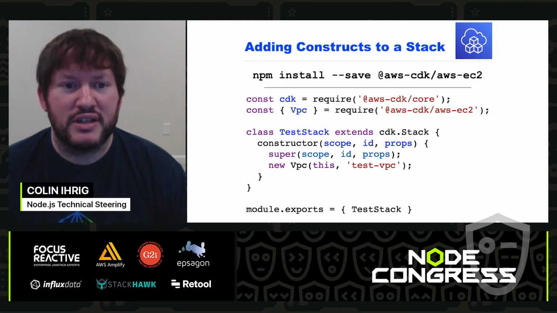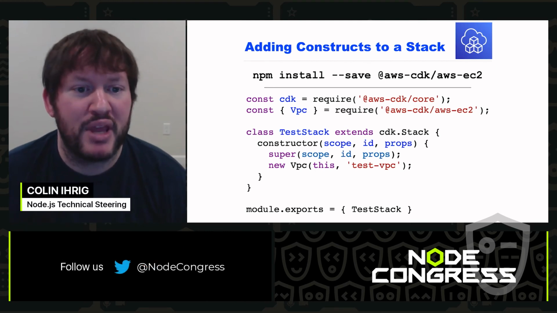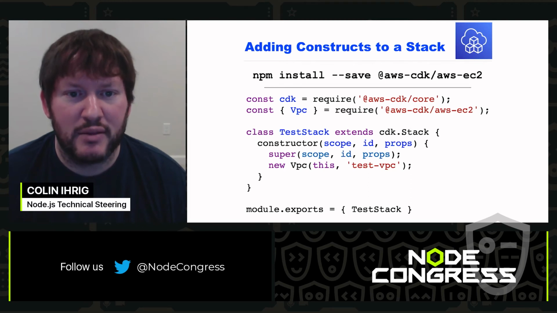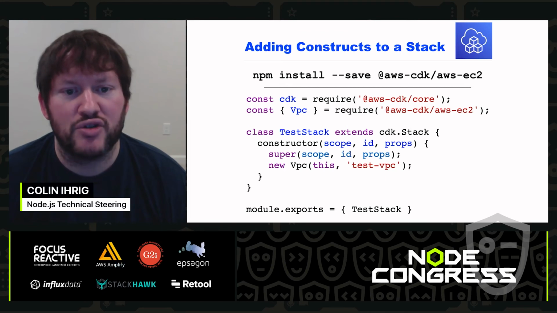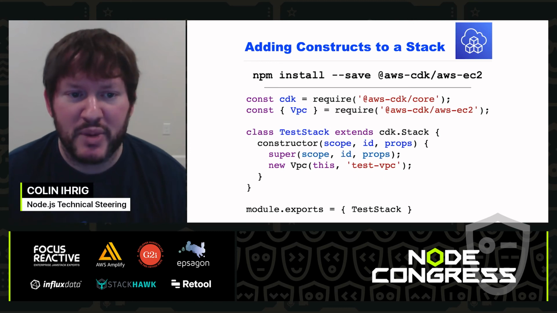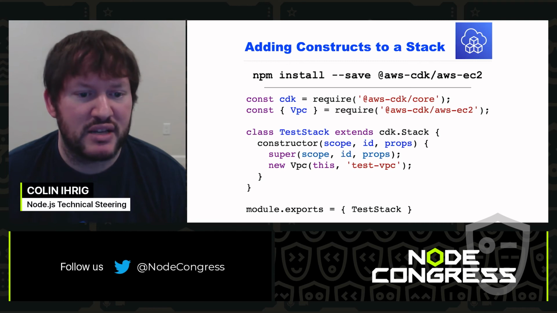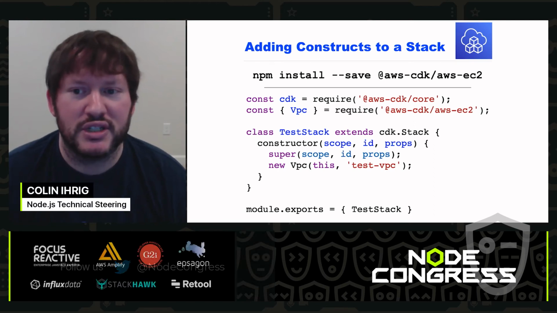So if we wanted to add more constructs, then we could do something like this, npm install --save AWS CDK / AWS EC2. This will basically install the CDK constructs for the EC2 service. In this simple example, I'm adding a VPC to our stack. The reason I'm doing this is because VPCs can be deployed at no additional charge. So if you wanted to experiment with this at all and deploy it, you should be able to run this without actually incurring any charges.